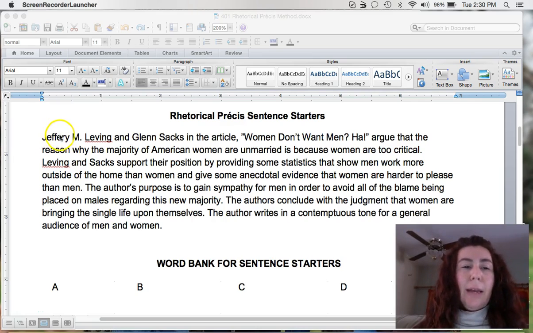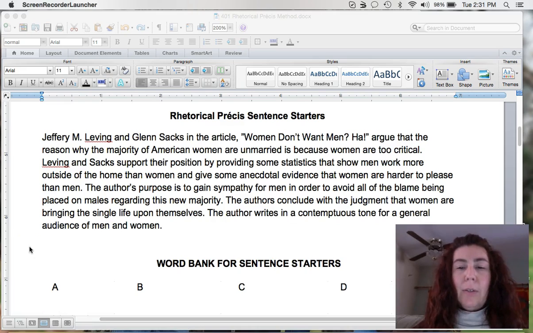So you'll see here I have the author's names, and I give the title of the article, and I say that they're arguing that the reason why the majority of American women are unmarried now, they're talking about this new statistic, is because women are too critical. So the authors support their position by providing some statistics that show that men work more outside of the home than women, and they give some anecdotal evidence that women are harder to please than men, but their main purpose is to gain sympathy for men in order to avoid all of the blame being placed on males regarding this new majority of more women that are unmarried than ever before.